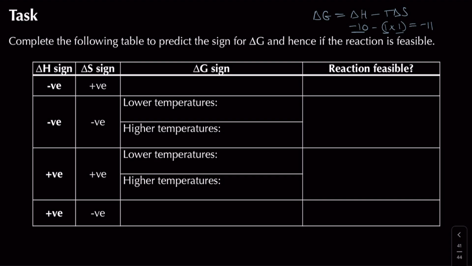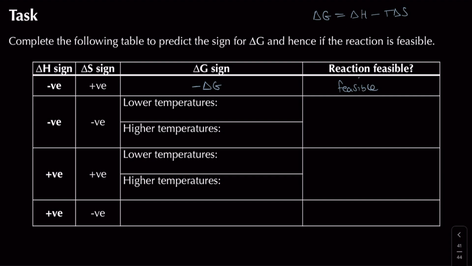So the reaction in this case, if delta H is negative and delta S is positive, will always be feasible. We're taking an already negative number and subtracting a positive number from that, so the reaction is always going to be feasible. What about the next one then?